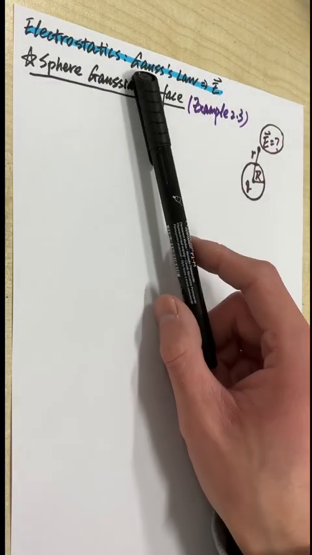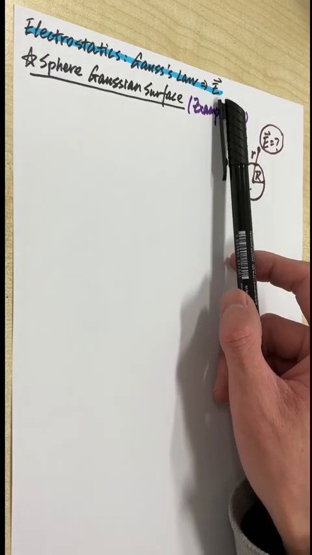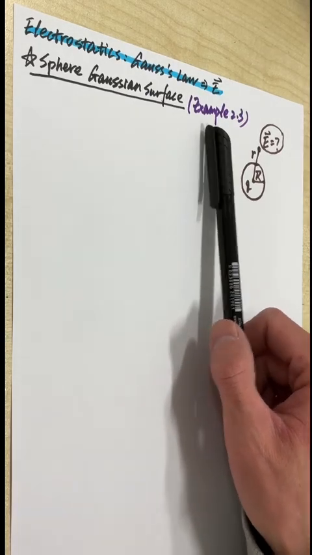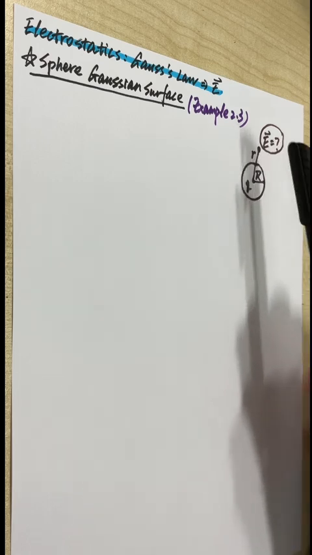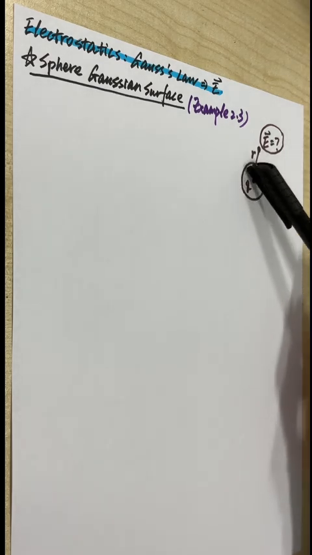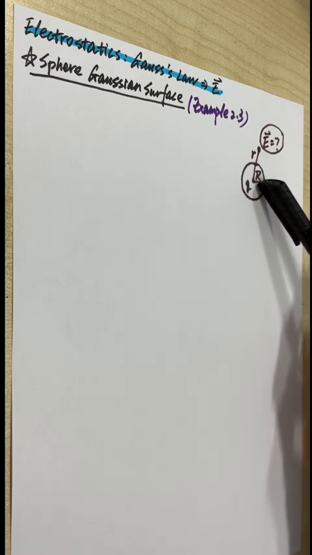Let's look at an example of how to use Gauss law to calculate the electric field. This is a spherical Gaussian surface. It is example 2.3 of the textbook. Suppose we have a uniformly charged sphere. The total amount of charge is Q, and the radius is R. Then at a point outside of the sphere, what is the electric field like?